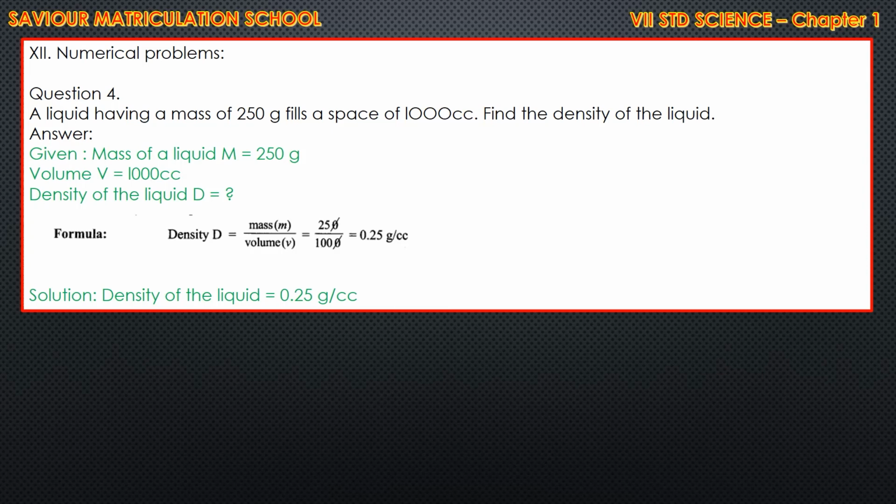You have to find the density of the liquid, that is D stands for density. And what is the formula for density, children? Mass by volume. The mass given here is 250, and the volume is 1000. So you have to divide both, that is 250 by 1000. So what is the density of the liquid here? When you divide you get the answer as 0.25 grams per cubic centimeter.